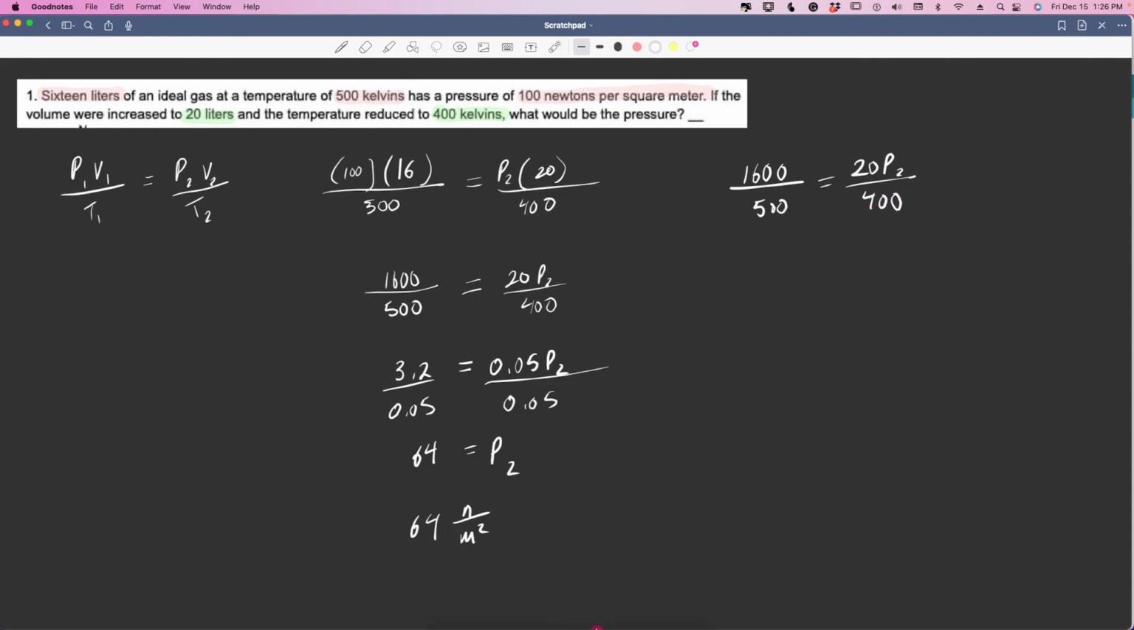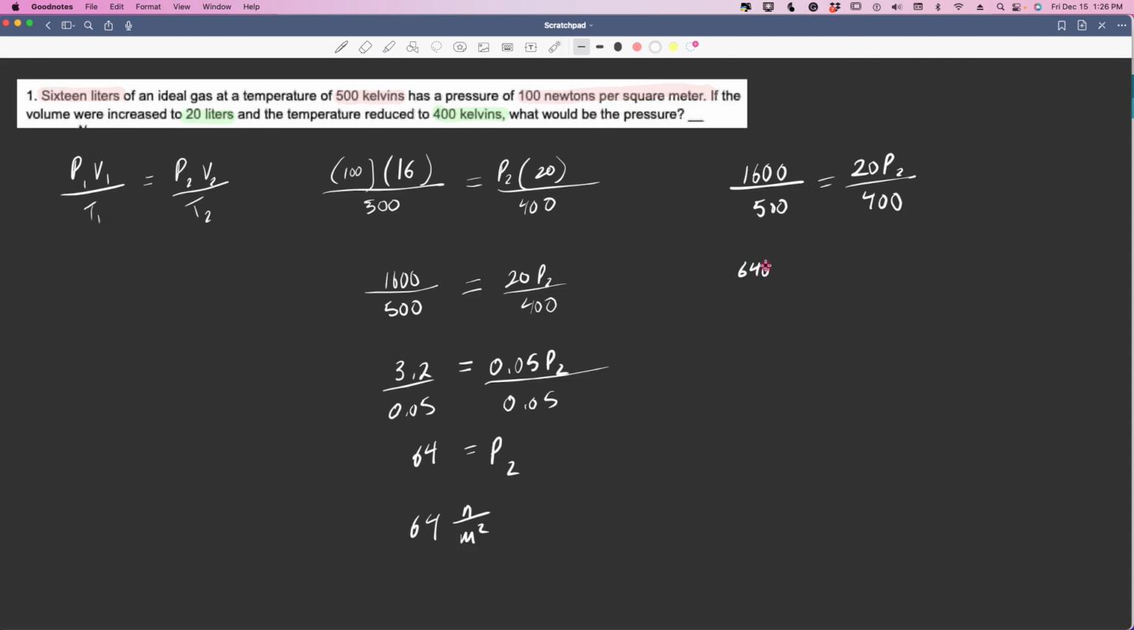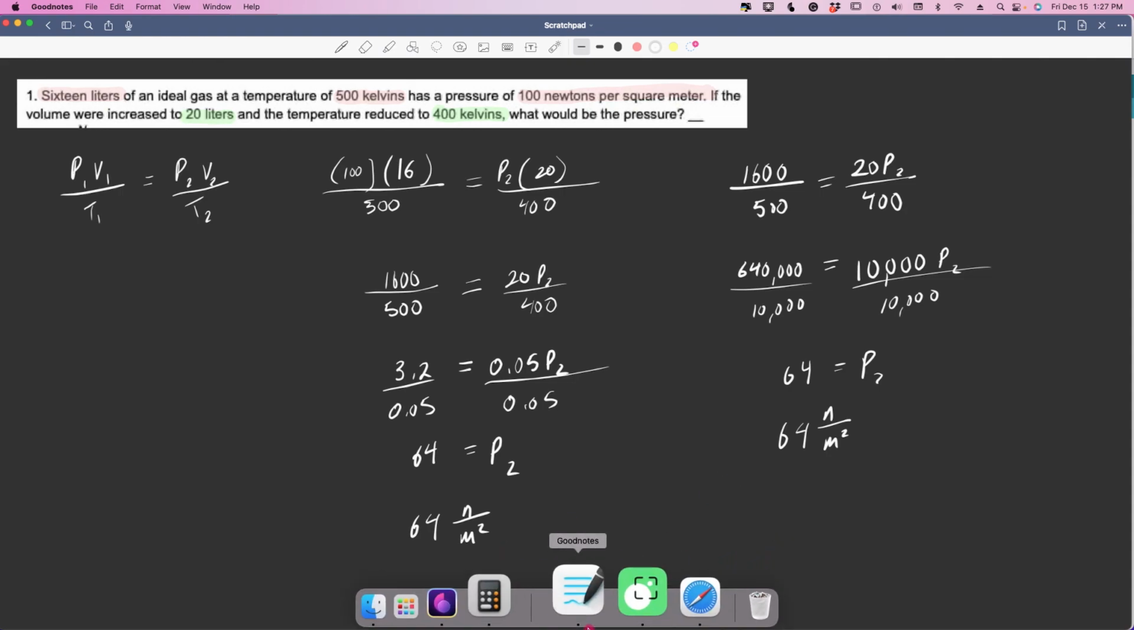You could also cross multiply. So if you cross multiplied, you would get 1600 times 400, which would be 640,000, equal to 10,000p set to the second. 640,000 divided by 10,000 is 64, and that would still be 64 newtons per meter squared. So you get the same answer either way you did it, all right?